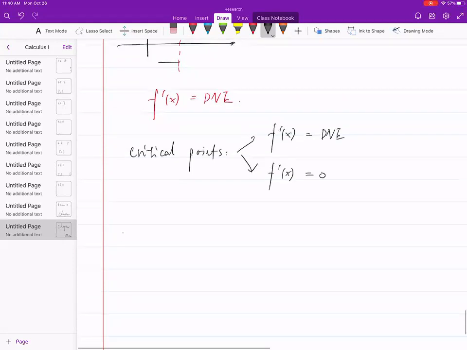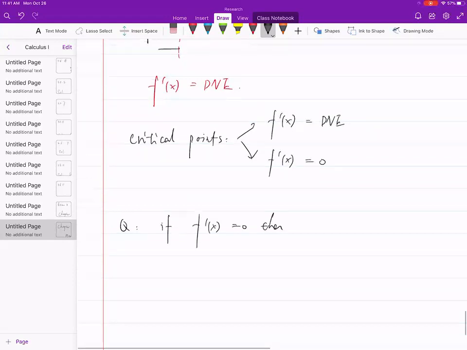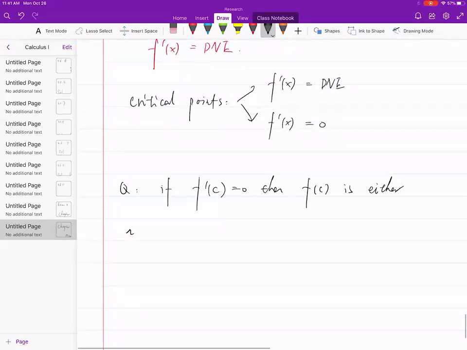Question. If... then... let's do C. C is either A, local maximum or minimum. True or false?